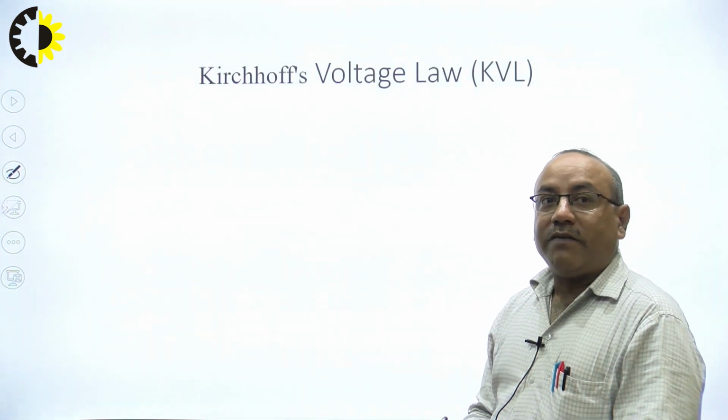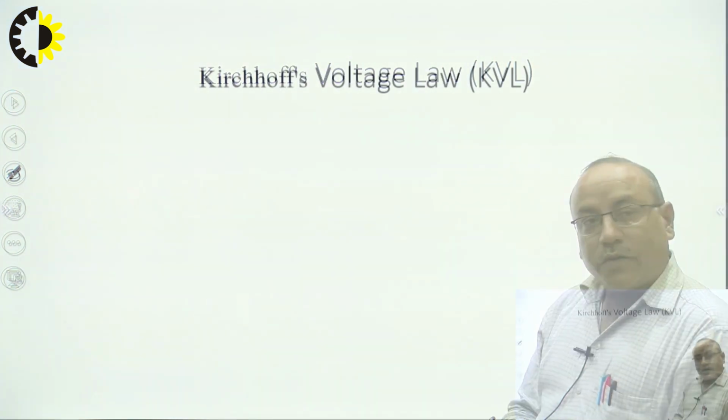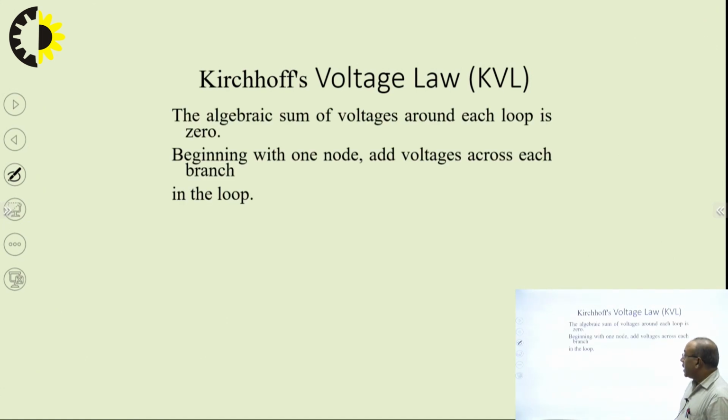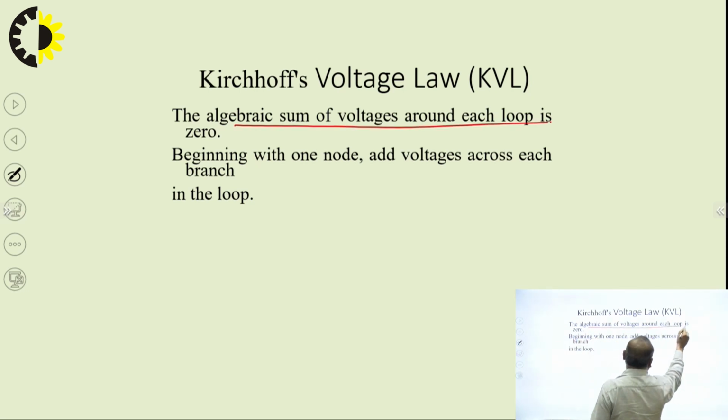Now, next we have KVL, Kirchhoff's voltage law. First is the statement. What is the statement of this? According to this, the algebraic sum of all the voltages around any loop is 0.